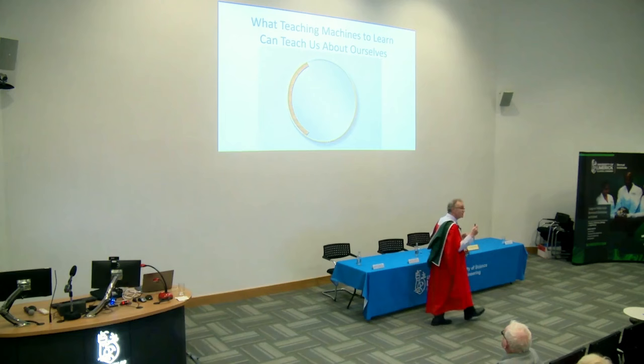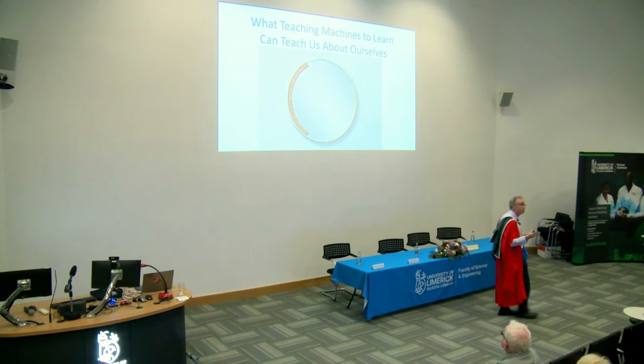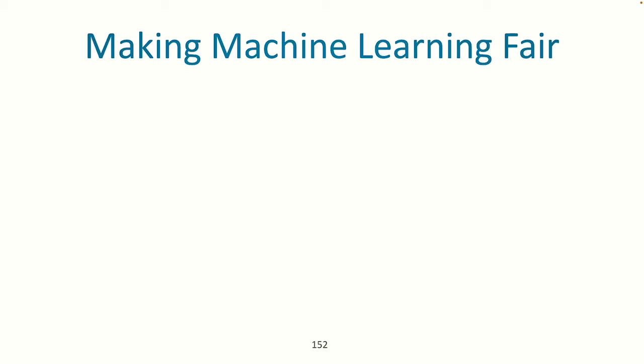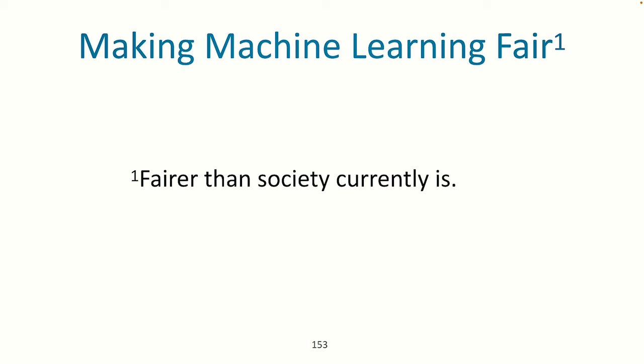What machine learning is doing is holding up a mirror to our own vices. Here are all the things we are tolerating as a society. We have biased data, we have opaque models, people being treated unfairly in a mechanized way. So what can we do about this? And by fair, I mean fairer than society currently is.